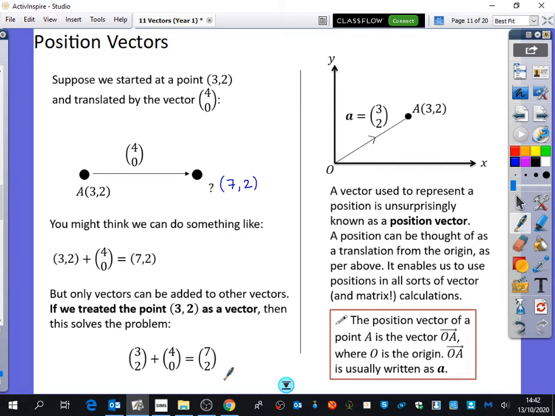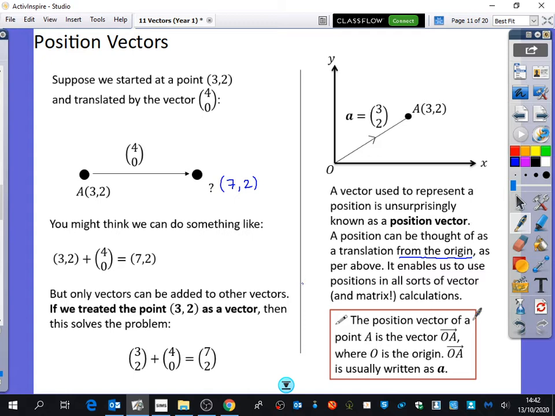So here, I've said that a vector used to represent a position is, unsurprisingly, known as a position vector. Here is that A, 3, 2. It has moved 3 to the right and 2 up. A position can be thought of as a translation from the origin as per this example above. It enables us to use positions in all sorts of vector and matrix calculations. Matrices are something that pops up in further maths, but if you go and do maths at university, you would also see how these can be used in matrices as well.